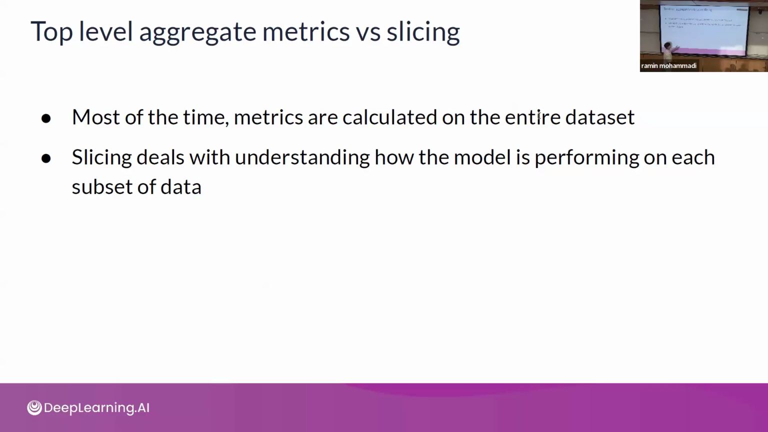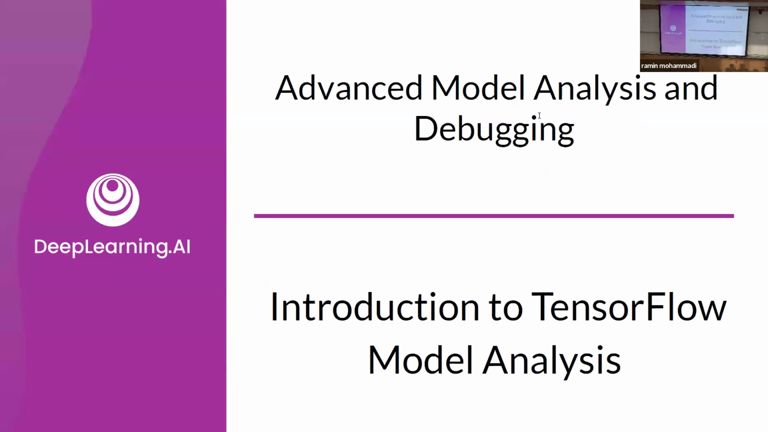What you also need is slicing metrics, which focus on calculating the same score that you're using, but not across all your data, rather across different slices in your data. And we're going to talk about why we should care about slicing more than what we think.